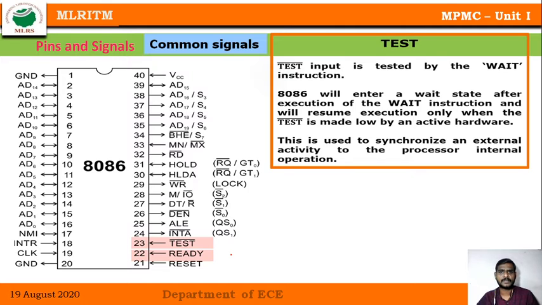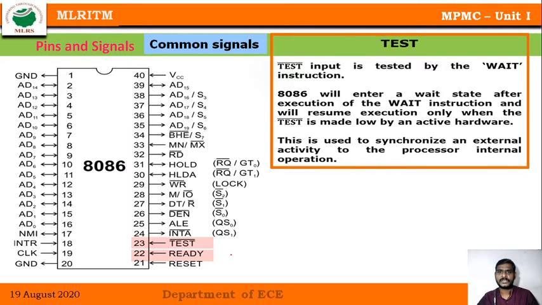For example, if you take a printer, a printer is a serial communication device. When the processor sends parallel data, it has to be synchronized. In such situations, that particular output or input device sends a signal called a wait signal, which has to be raised through this TEST bar signal.